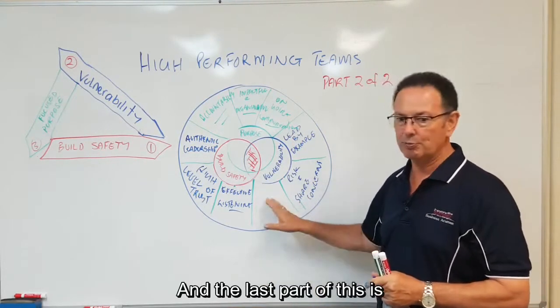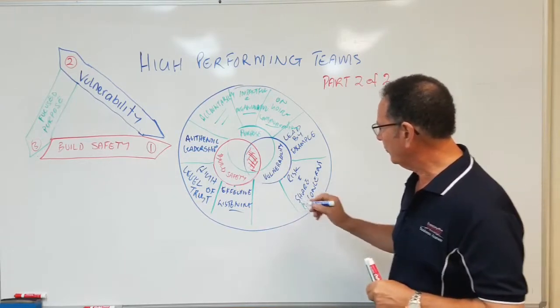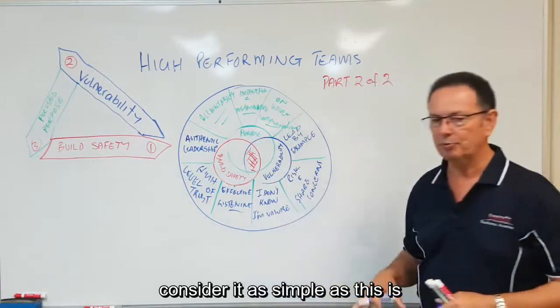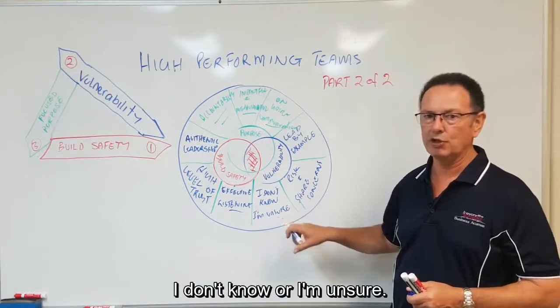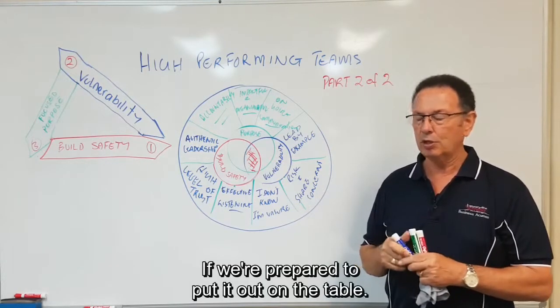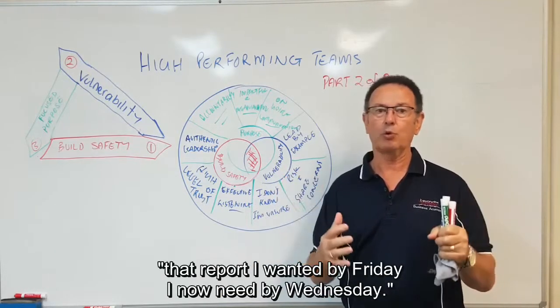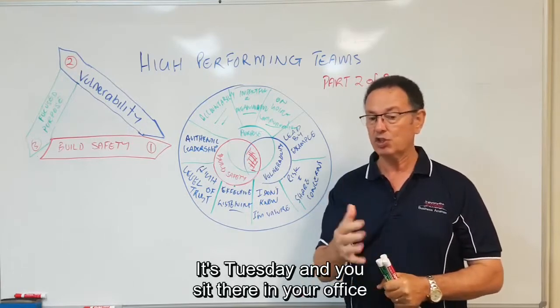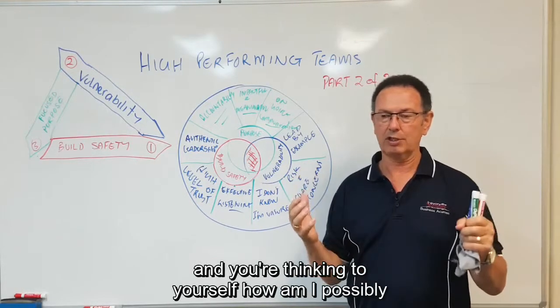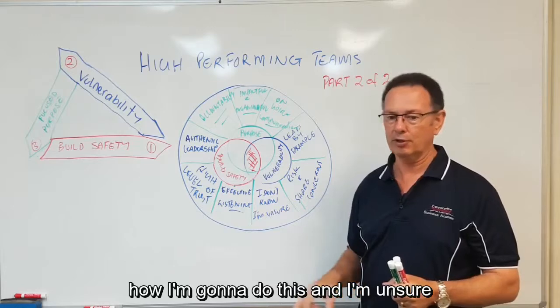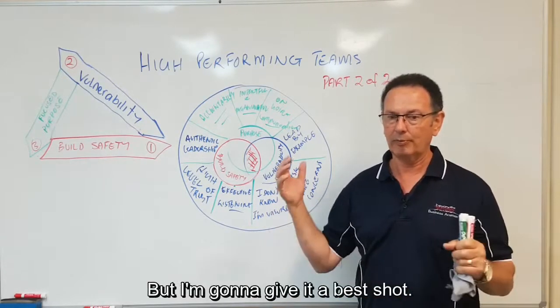And the last part of this, consider it as simple as this, is I don't know or I'm unsure. If we're prepared to put it out on the table, say for instance your leader tasks you, says, look, that report I wanted by Friday I now need by Wednesday, it's Tuesday. And you sit there in your office and you're thinking to yourself, how am I possibly going to do this? This is when you say to yourself, look, I don't know how I'm going to do this and I'm unsure about whether I can even do it, but I'm going to give it a best shot.